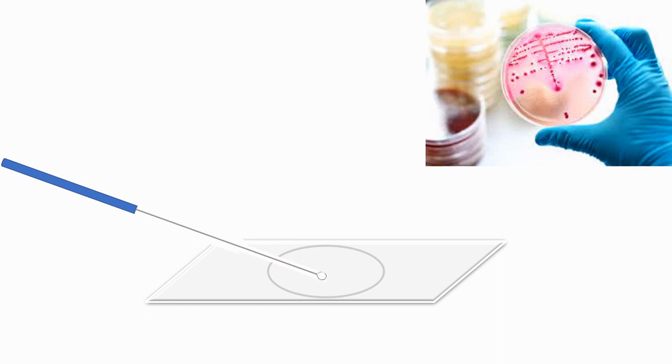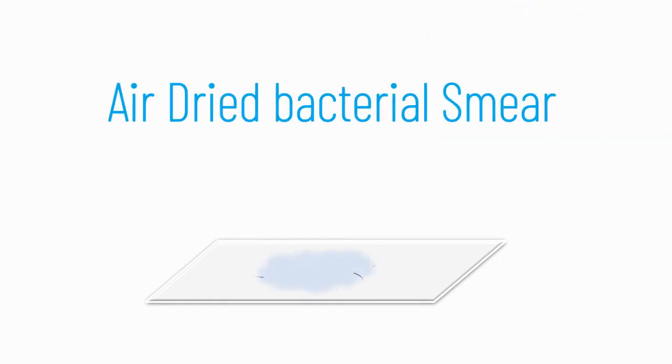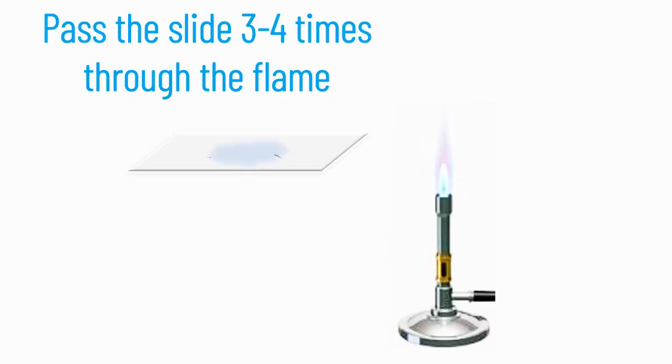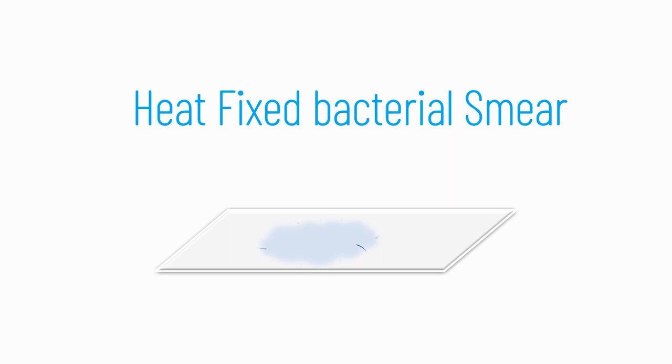Allow the slide to dry. It may take a few minutes for the slide to completely dry up. Now pass the air-dried glass slide 3 to 4 times through the blue part of the flame with the smear side facing up. The flame should touch the slide for 1 second each time. Do not overheat the slide as it can lead to charring. Turn off the Bunsen burner before proceeding to the next steps as the decolorizing agent is highly inflammable.